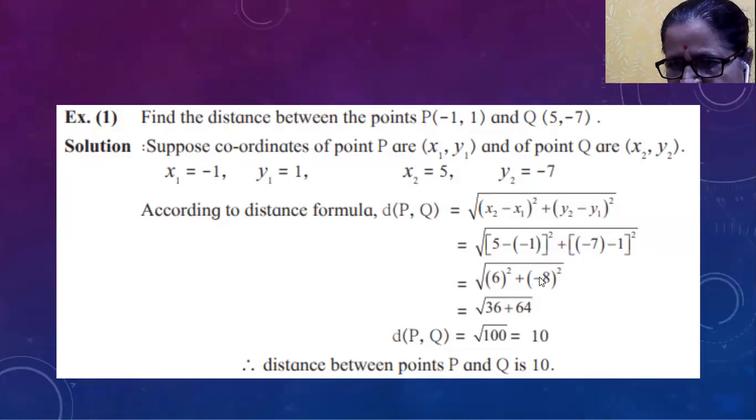Now we make the addition. We got 6 bracket square, and here also the addition, -7 minus 1, is minus 8 bracket square. This 6 square is 36 and 8 square is 64. Making the addition, we got the square root of 100. So the distance we got is 10.